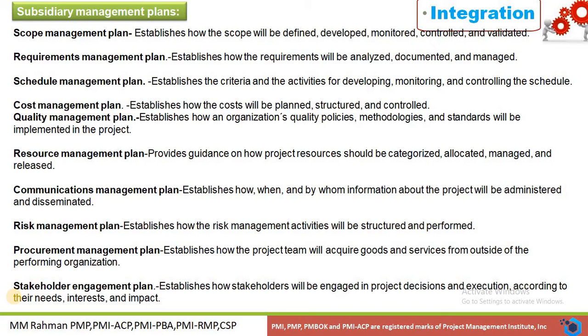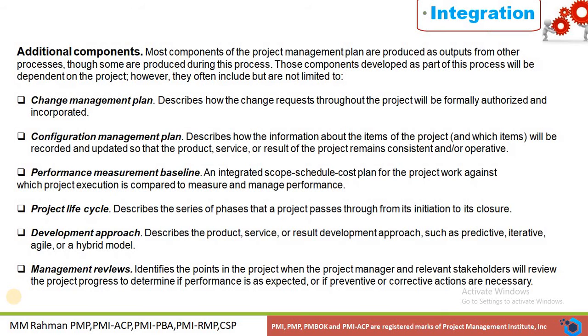The communication management plan establishes how, when, and by whom the information about the project will be administered and disseminated. The risk management plan establishes how the risk management activities will be structured and performed. The procurement management plan establishes how the project team will acquire goods and services from outside of the performing organization. The stakeholder engagement plan establishes how the stakeholders will be engaged in project decisions and execution according to their needs, interests, and impact. And then there are also some additional components contained in the project management plan.